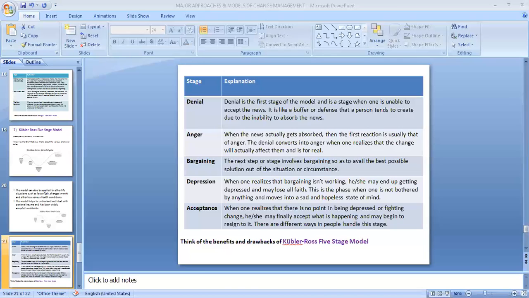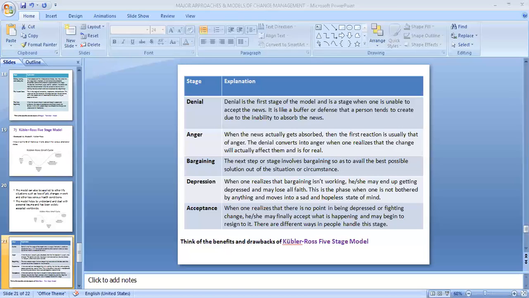The last stage in the Kubler-Ross five-stage model is acceptance. When one realizes that there is no point in being depressed or fighting change, he or she may finally accept what is happening and begin to resign to it. At the end of the day, they realize there's no point in being sad or depressed; this change is finally going to happen. So the only way to be happy is by accepting it.